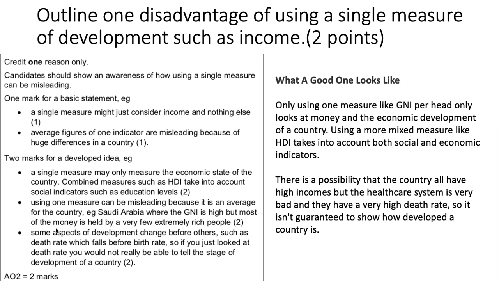in the mark scheme. So a single measure may only measure the economic state of a country. Combined measures such as HDI take into account social indicators such as education levels. And that answer also has some quite good geographic vocabulary in there, if that's something that you think that you need to be working on.